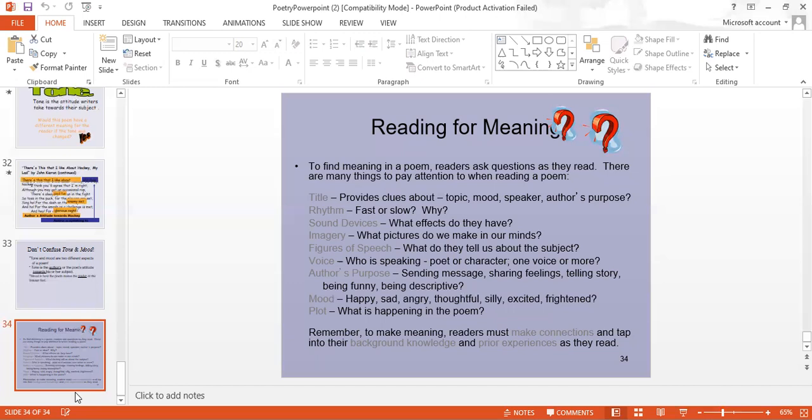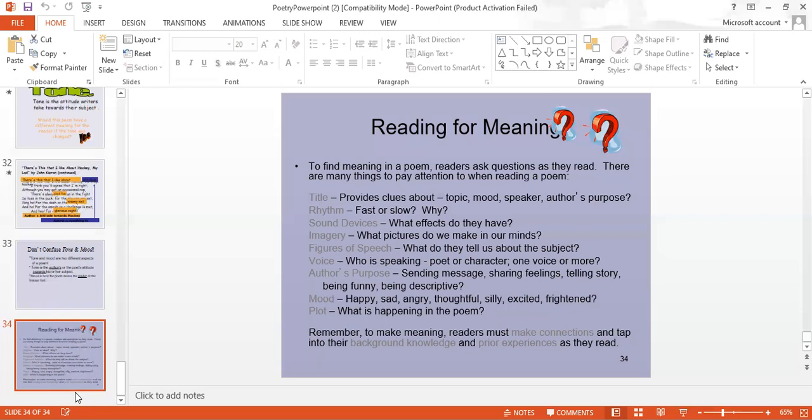Why is the rhythm fast? Why is the rhythm slow? And sound devices. What effects do they have? You should ask yourself what effects they have. And then imagery. What pictures do we make in our minds? Ask yourself that question when you're reading a poem. And then figures of speech. What do they tell us about the subject? You should ask yourself that also. Who is speaking? That's another question you should ask yourself. Is it the poet? Is it the character? Is it one voice or more? You should ask yourself that.